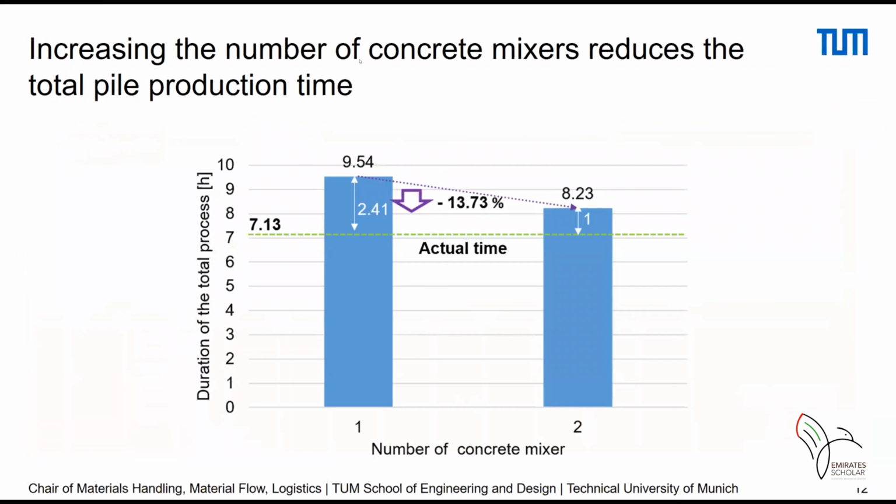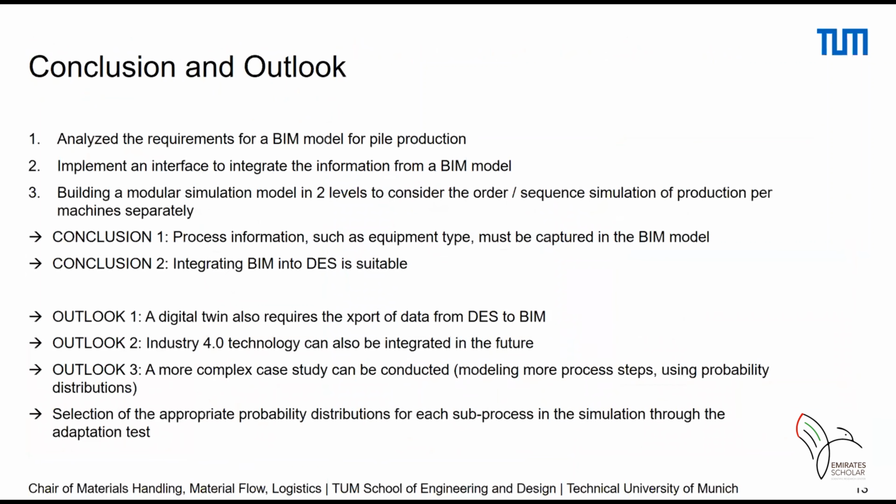Okay, so this is just the conclusion. We had a validation where we varied two concrete mixers, and we got a reduction in time of 14%. And so we come to the conclusion and the outlook. We analyzed the requirements for a BIM model, then we implemented our own BIM model, and also we implemented a modular simulation model with 2 levels, and we had 2 conclusions.